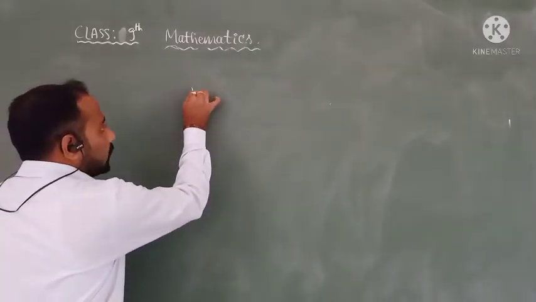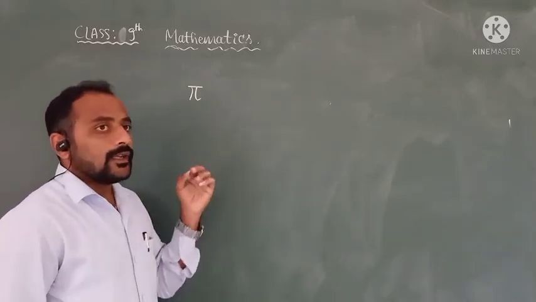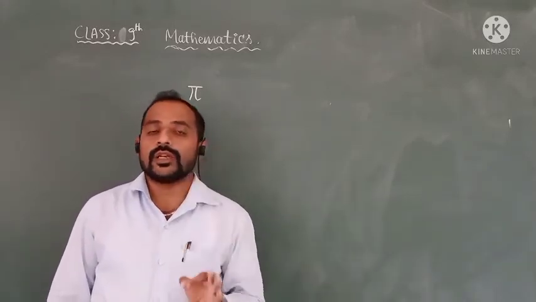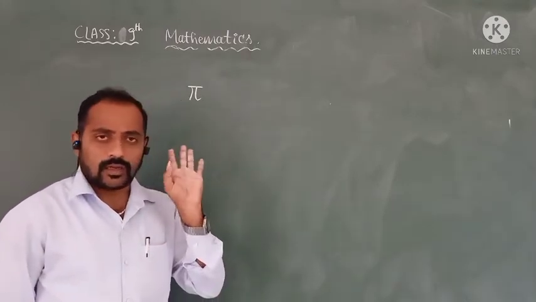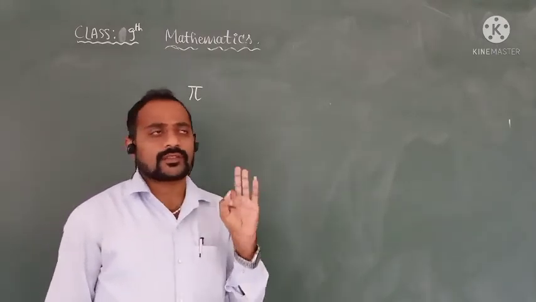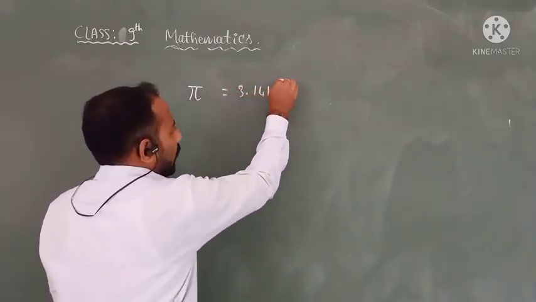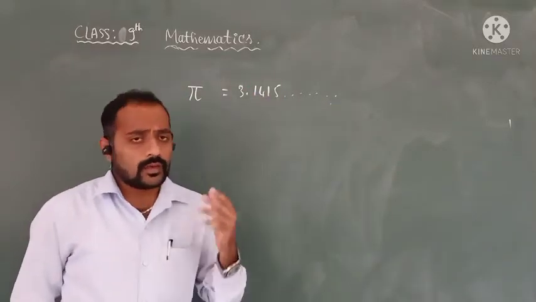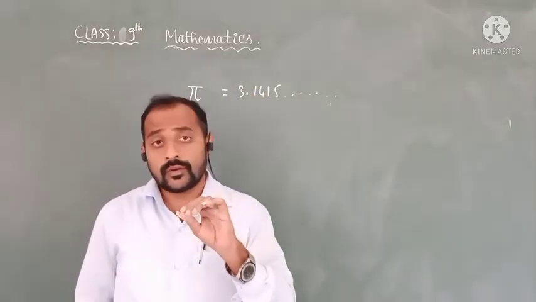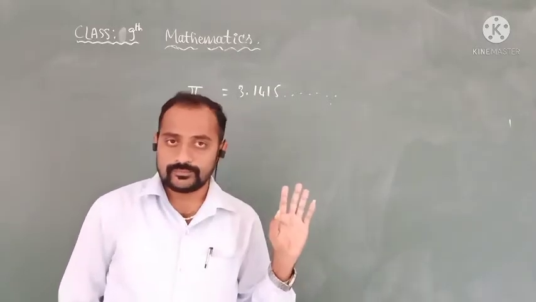quite simple. Pi. Everybody knows this pi, right? Exactly. Pi is also an example of an irrational number, because the pi value is nothing but 3.1415 or something like that, it goes on. That's why pi is taken as an example of an irrational number.